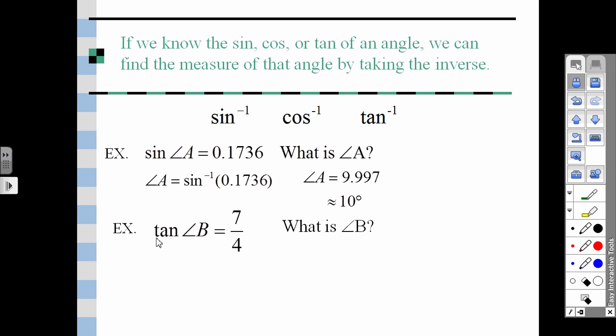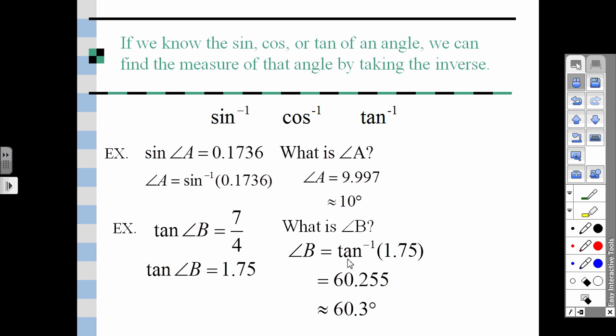Okay, so test that out. Make sure you know how to work that on your calculator. The next example, we have the tangent of angle B is 7/4. Now sometimes they don't give us this number as a decimal yet. They give it to us as a fraction. And that's okay, because the first thing that we're going to do is convert 7/4 into a decimal. And now, because we're looking for what angle B is, it's going to be the tangent inverse of 1.75. So you hit the appropriate keys, and we end up getting 60.3 degrees, roughly.